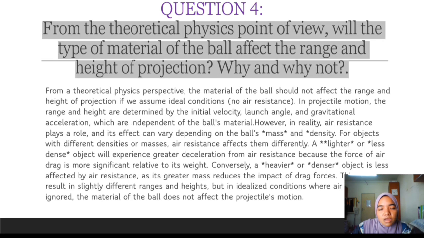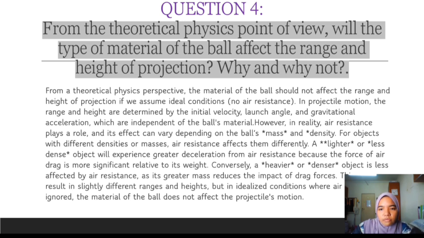Fourth question. From the theoretical physics point of view, will the type of the material affect the range and height of projection? Why and why not? From a theoretical physics perspective, the material of the ball should not affect the range and height of projection if we assume ideal conditions, which means no air resistance. In projectile motion, the range and height are determined by the initial velocity, launch angle, and gravitational acceleration, which are independent of the ball's material.